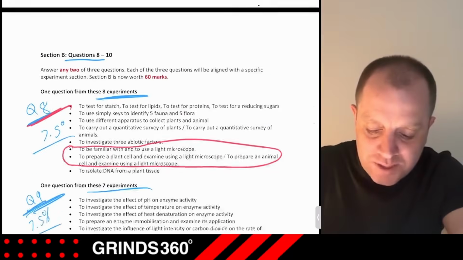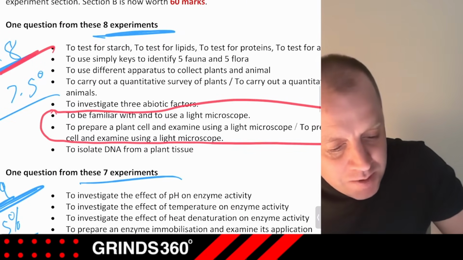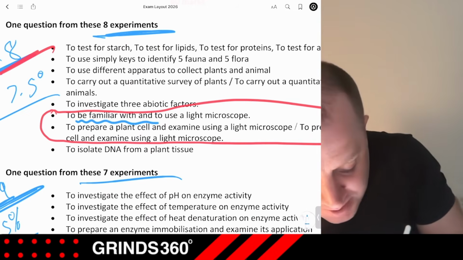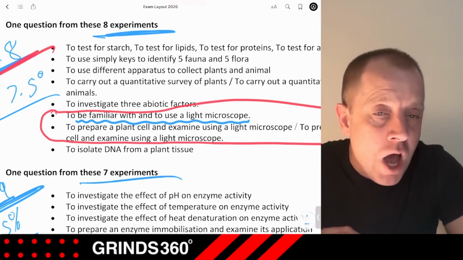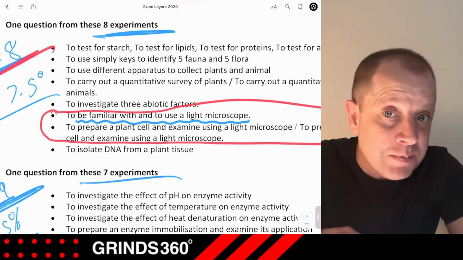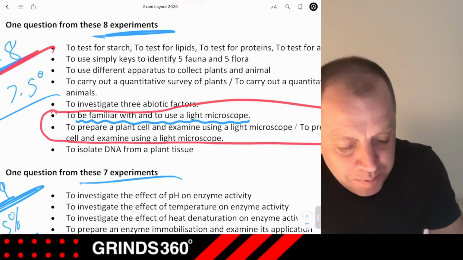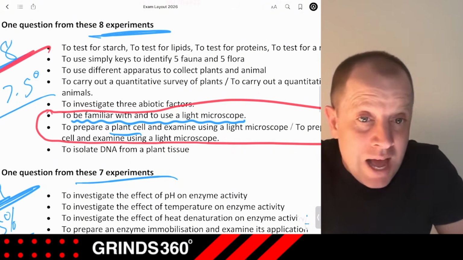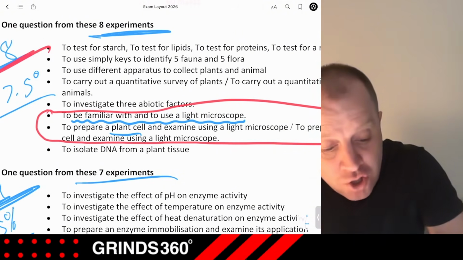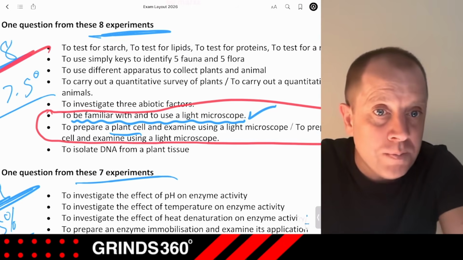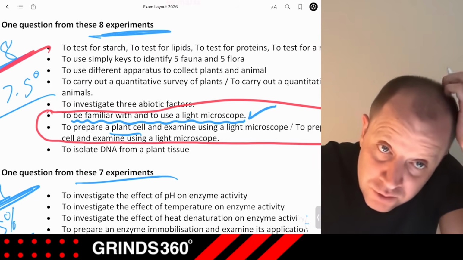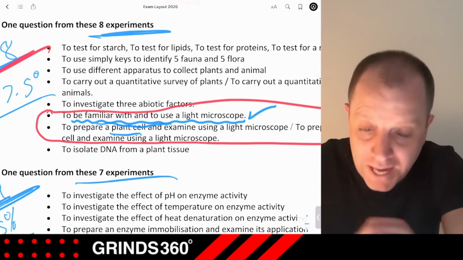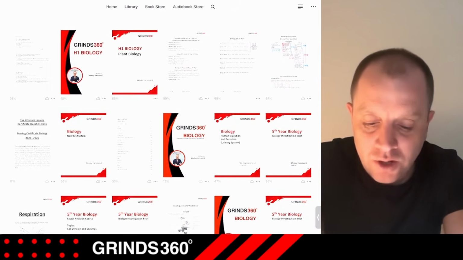If you look at the 2 experiments, the first experiment is to be familiar with and to use a microscope. Most people don't even realize that that's an experiment. Everybody knows to prepare a plant cell and an animal cell is an experiment. But as an experiment goes, you need to be able to label the microscope, give the functions of the microscope, and describe how to use the microscope, because that's counted as an experiment. Okay? So let's go and have a look at that.